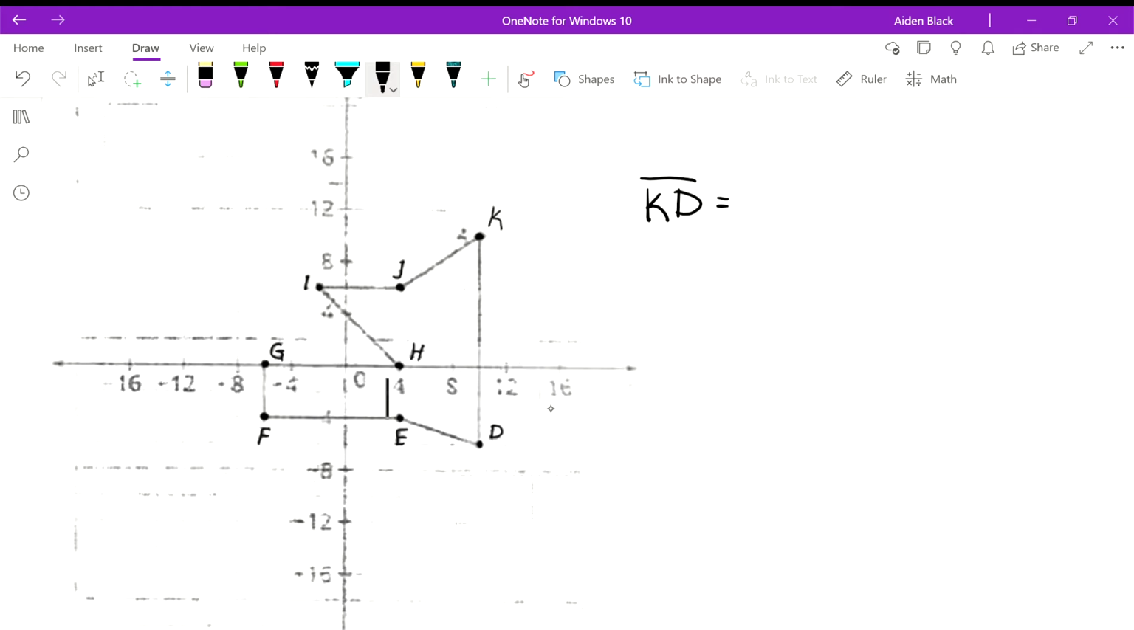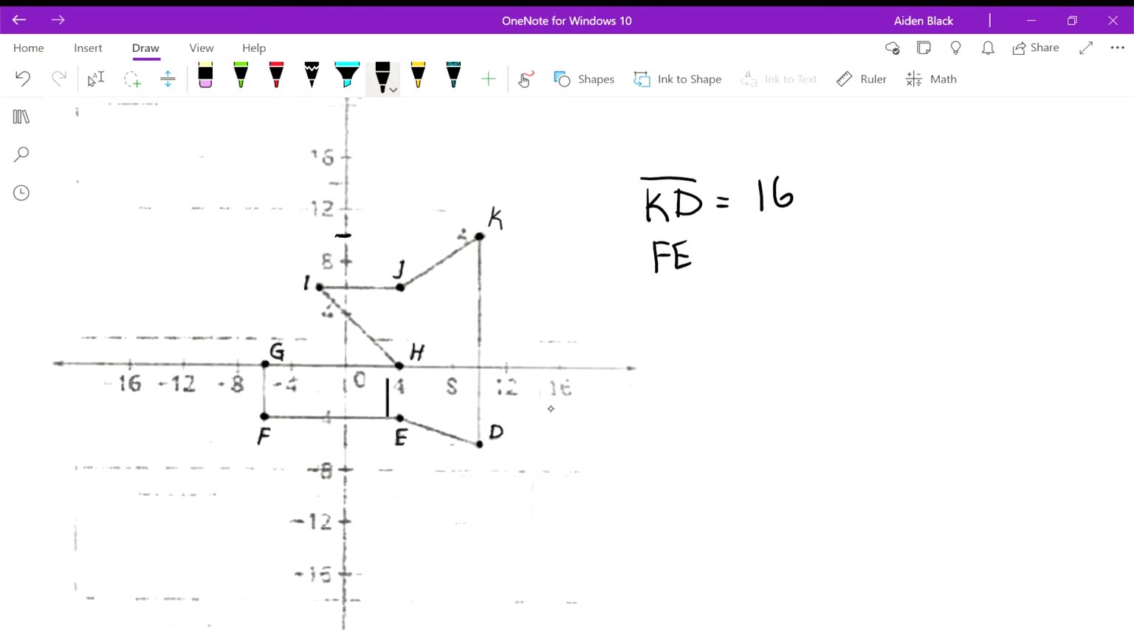Okay, so you can think of it this way, -6 all the way up, because that's where -6 is, all the way up to 10. So that's 16. So KD is 16. Or we can count it up: 2, 4, 6, 8, 10, 12, 14, 16. So we have KD. We're going to skip ED for now because that's one we can't just count up.